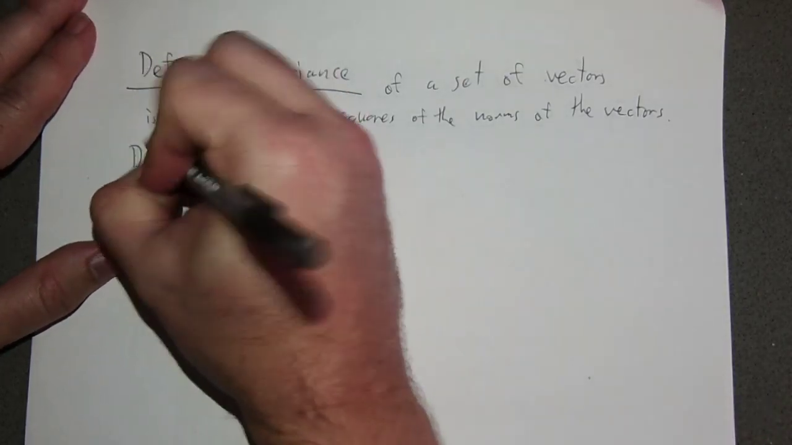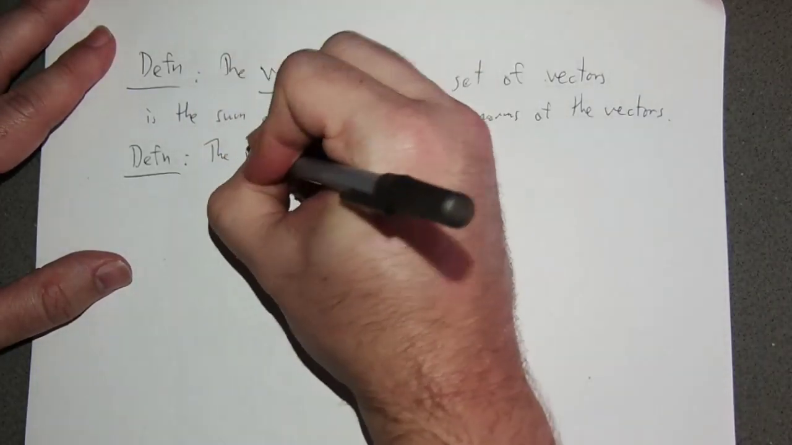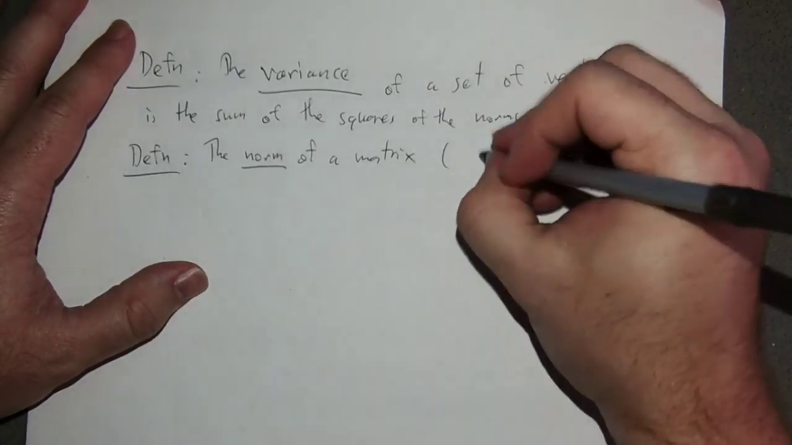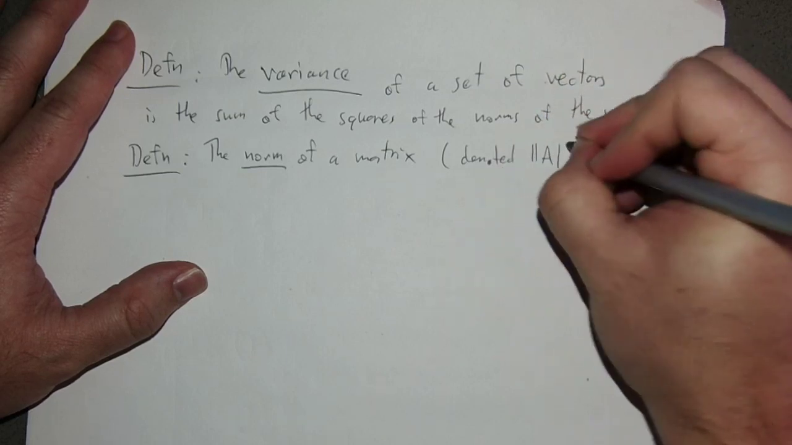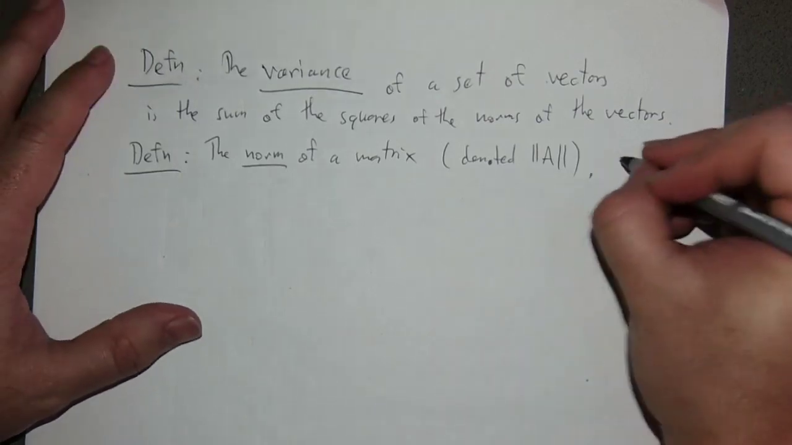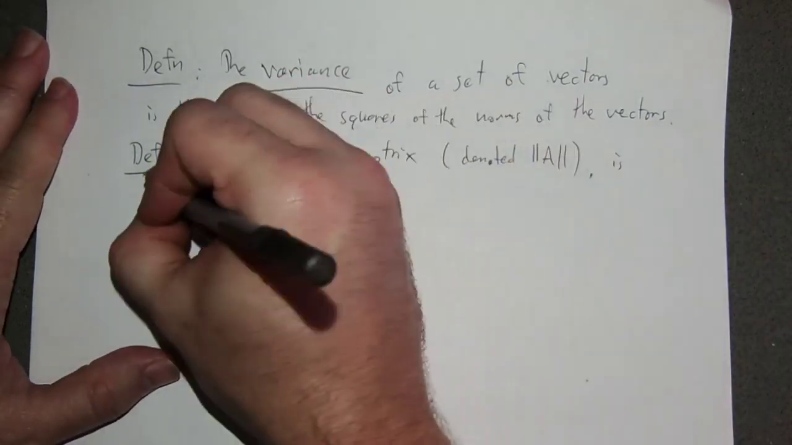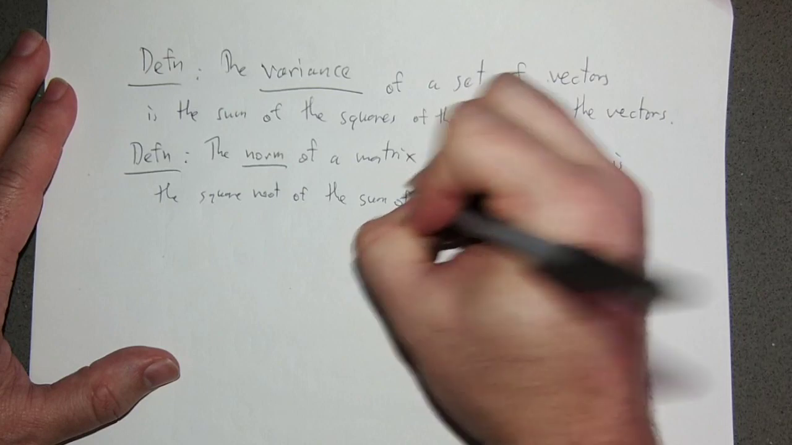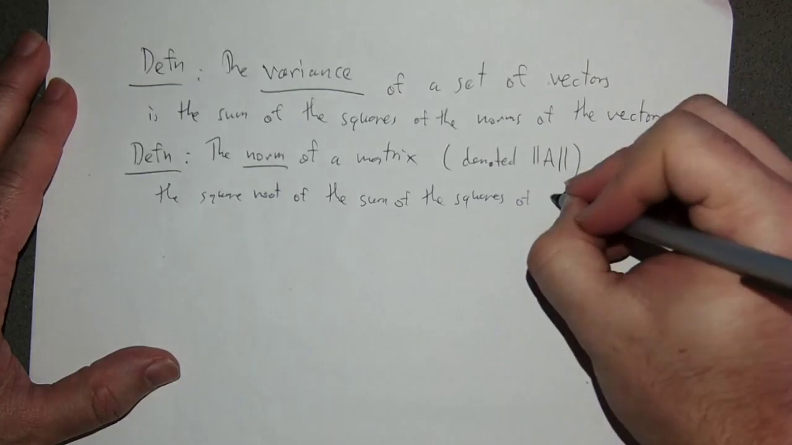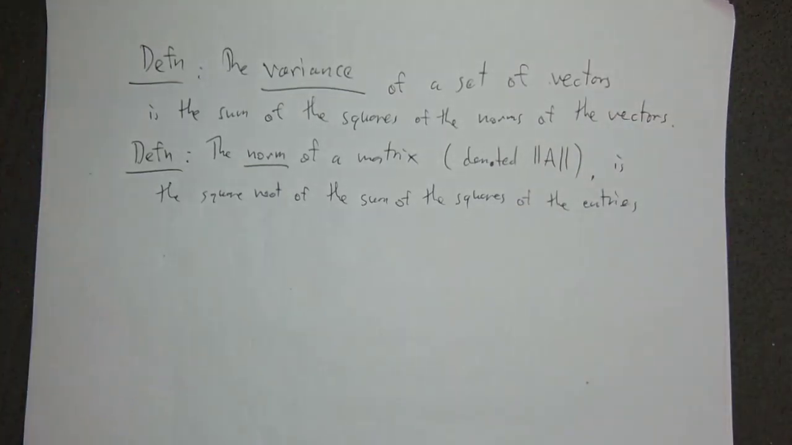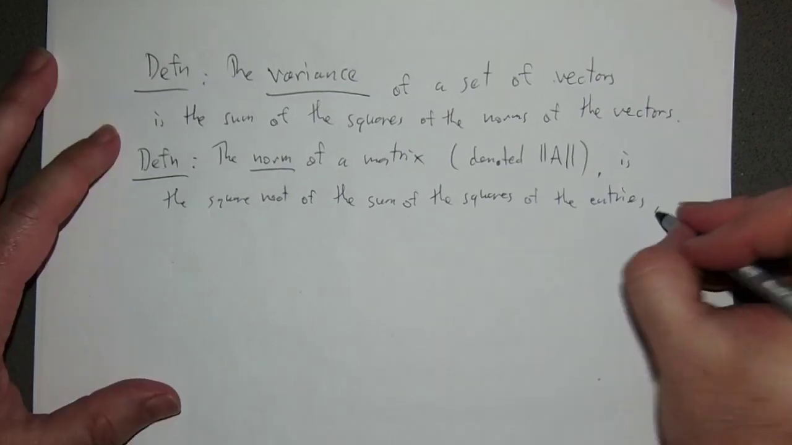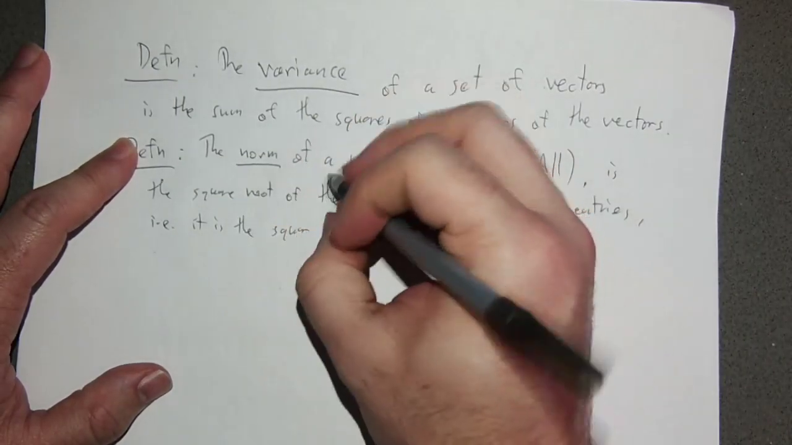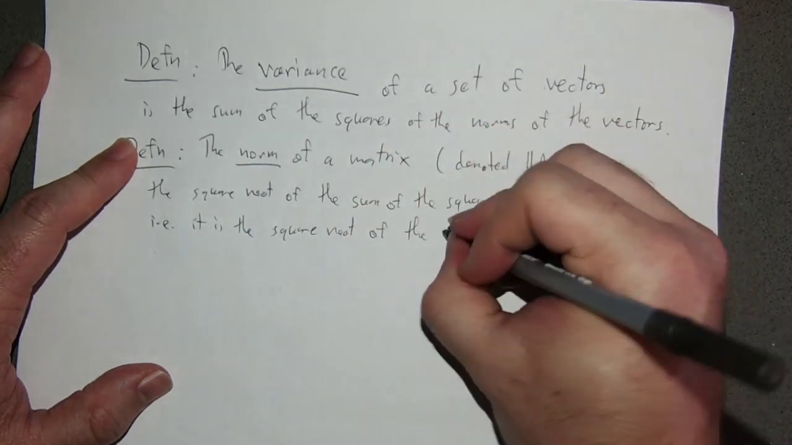And one more definition. The norm of a matrix, which we denote as you would the norm of a vector, but now I have a matrix there instead, is the square root of the sum of the squares of the entries, i.e. it is the square root of the variance of the columns of the matrix.